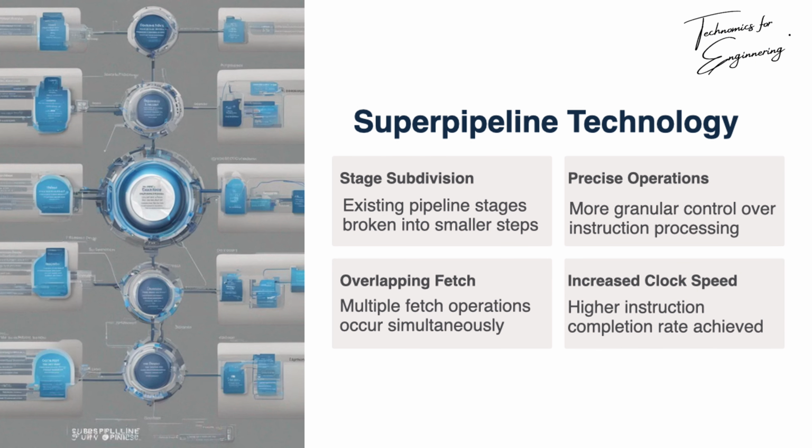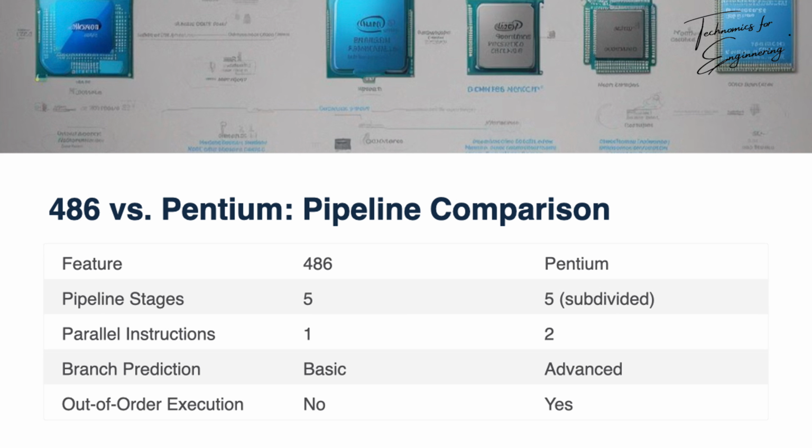Pentium Superpipeline Technology further refined the pipeline process by subdividing existing pipeline stages into smaller, more precise stages. For example, the instruction fetch stage could be broken down into multiple substages, allowing for overlapping fetch operations. This increased the pipeline's clock speed, enabling the processor to complete more instructions in a given time frame and improving overall system performance.